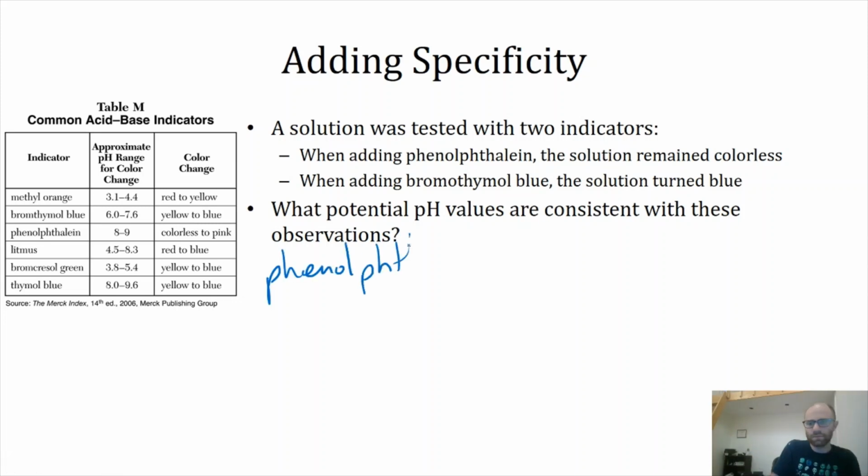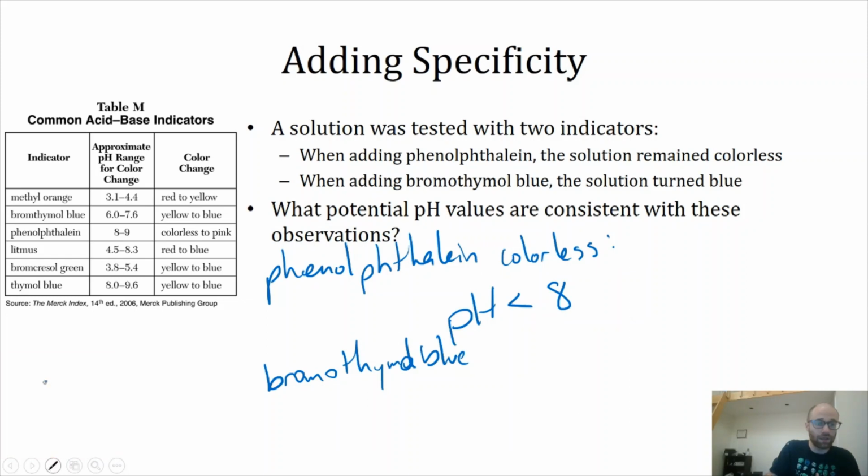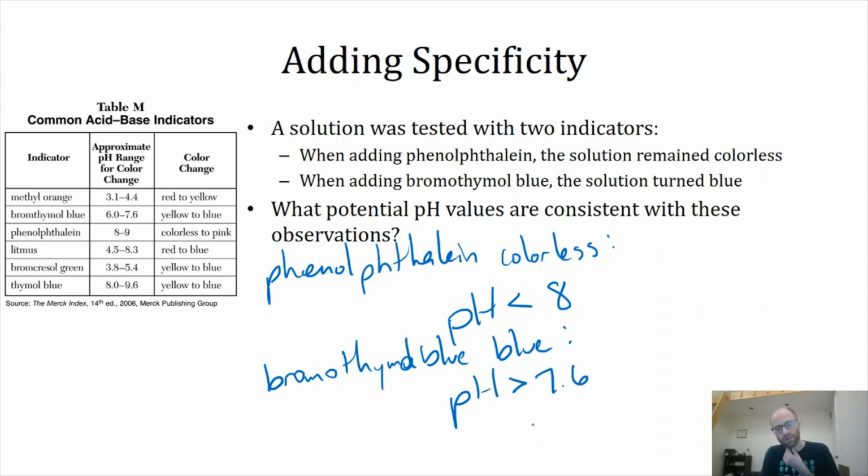Phenolphthalein, colorless, says the pH is less than 8. Bromthymol blue being blue says that the pH should be greater than 7.6. So that's kind of neat. If you test with a whole host of indicators, you get some very specific information, because now I know that this pH is somewhere between 7.6 and 8.